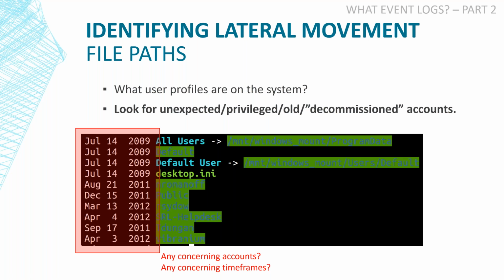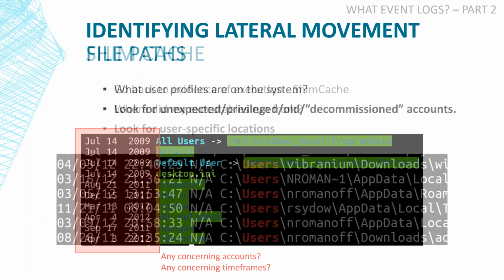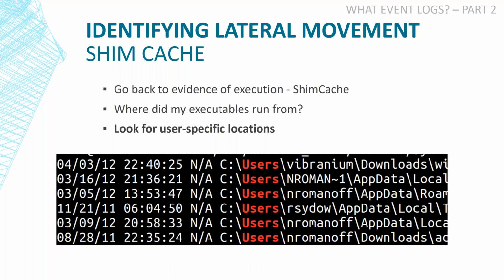Okay, no problem. I'm going to go back to my evidence of execution. I'm going to go back to my shim cache first. And I'm going to say, you know what? I know that there are some situations where an executable may run from within inside of a user folder. There are situations such as when I download something from the internet and I don't save to disk and then run from a location. I just click run in the browser.